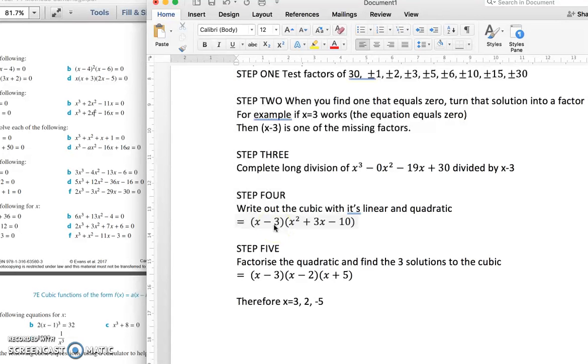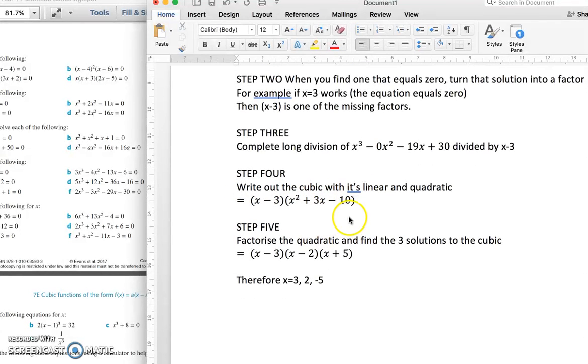And when you're doing your working out, you need to write this step. So you write out the linear factor you found. This is the quadratic factor. Together they make the cubic. Step 5 is to solve that quadratic. Okay, and luckily -2 times 5 is -10, and -2 plus 5 is 3. So that one could be solved nice and easily. So the answers are 3, 2, and -5.